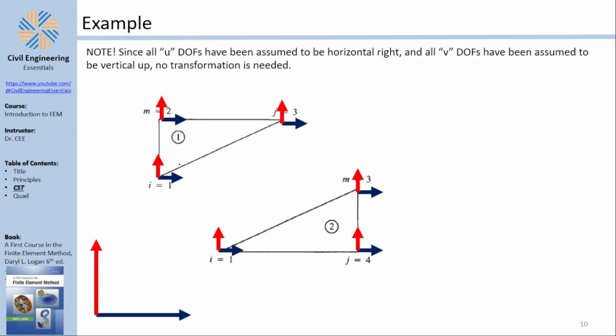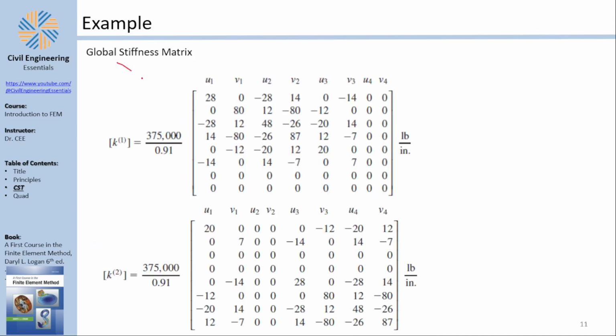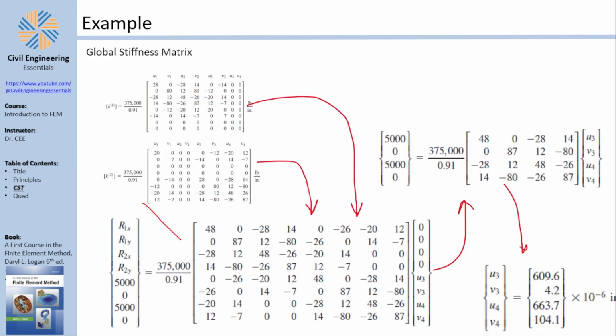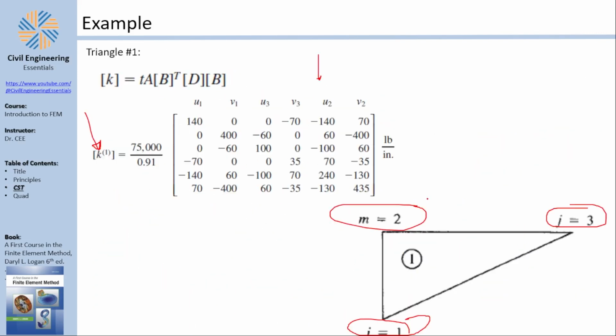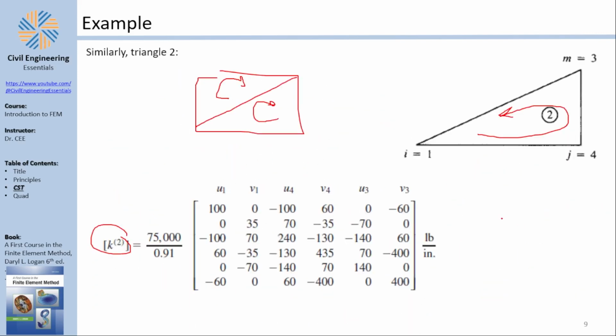Okay, he has K2. What remains is to add K1 with K2, which he's doing here. He's giving you K1, he's giving you K2, and he's adding them together to get the global matrix. But wait. You would think, wait a minute, how is he adding triangle number 1 with triangle number 2?